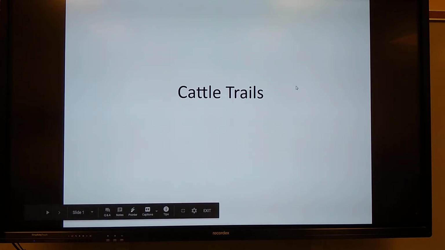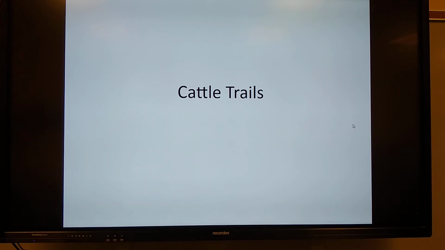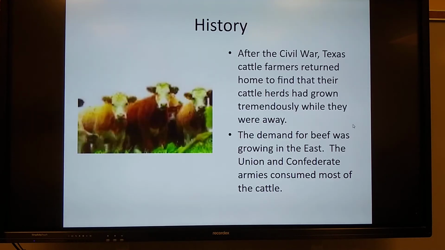Our first lesson is on the cattle trails. Cattle is just a group of cows. After the Civil War, Texas cattle farmers returned home to find that their cattle herds had grown tremendously while they were away. The demand for beef was growing in the East. The Union and Confederate armies consumed or ate most of the cattle.